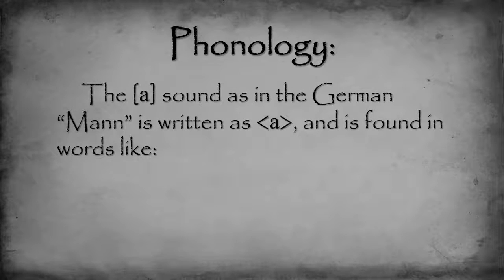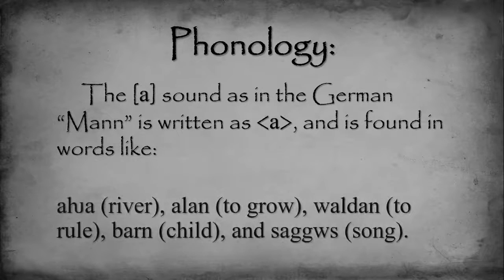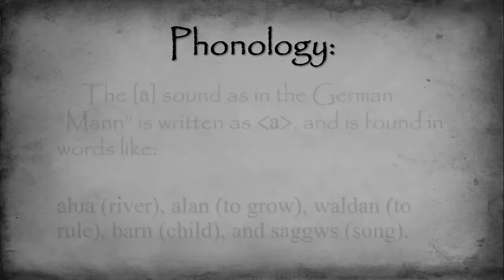The short A sound, as in the German Mann, is written as simply A, and is found in words like ahwa, meaning river, alan, meaning to grow, waldan, meaning to rule, barn, meaning child, and sangws, meaning song.